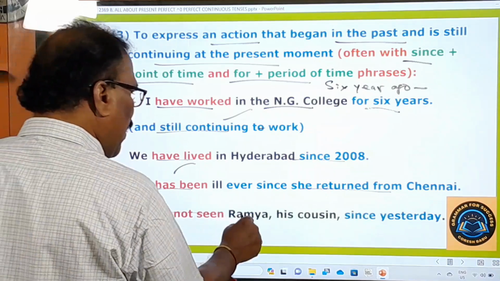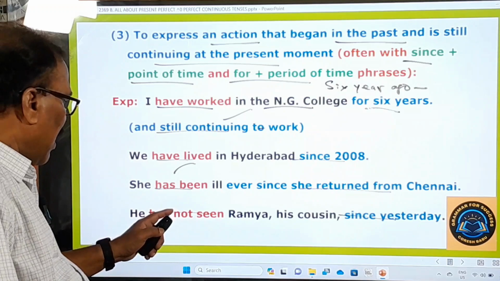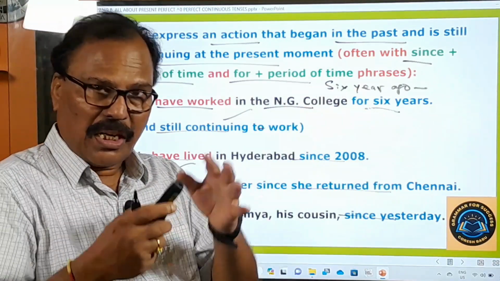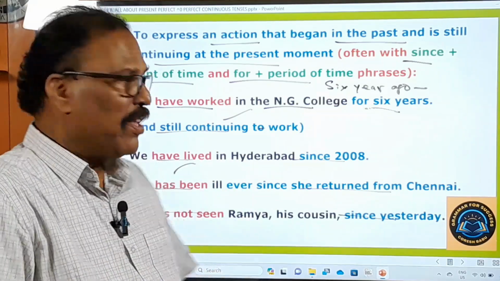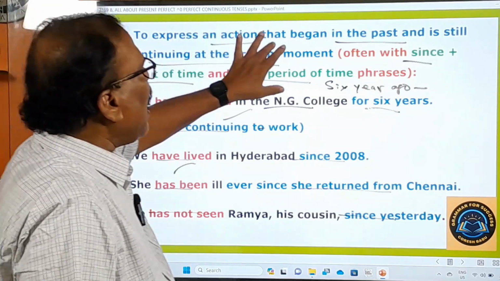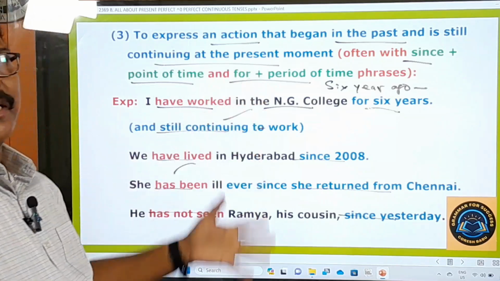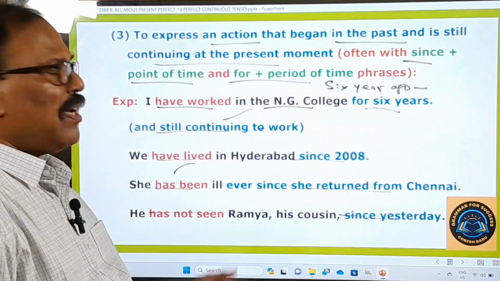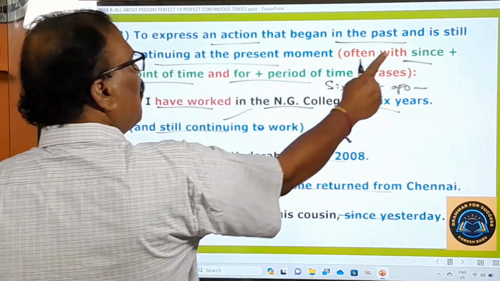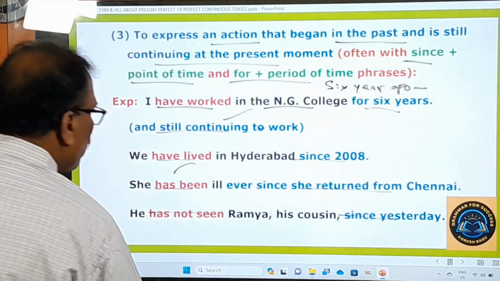She has not seen Ramya, his cousin, since yesterday. Since yesterday, he has not seen Ramya. Yesterday onwards, till now. Till the time of speaking, he has not seen Ramya. So in this way, to express actions that began in the past and are still continuing at the present moment, we normally take the help of since plus point of time and for plus period of time. Right. And now let's go to the next rule.